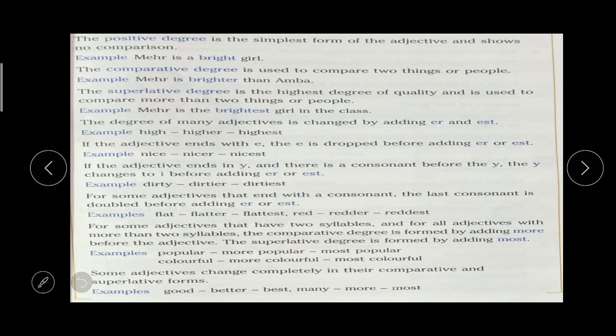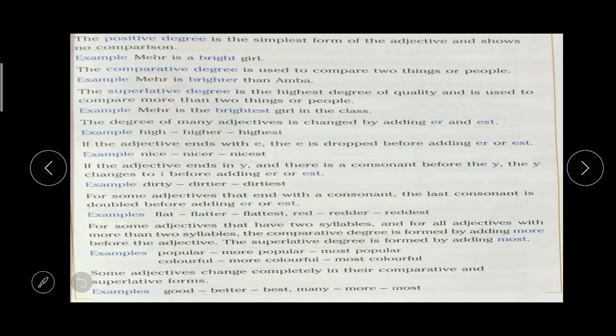Here we have not used two E's. Then if the adjective ends in Y with a consonant before the Y, the Y changes to I before adding er or est, like dirty, dirtier, and dirtiest. For some adjectives that end with a consonant, the last consonant is doubled before adding er or est, like flat, flatter, flattest.